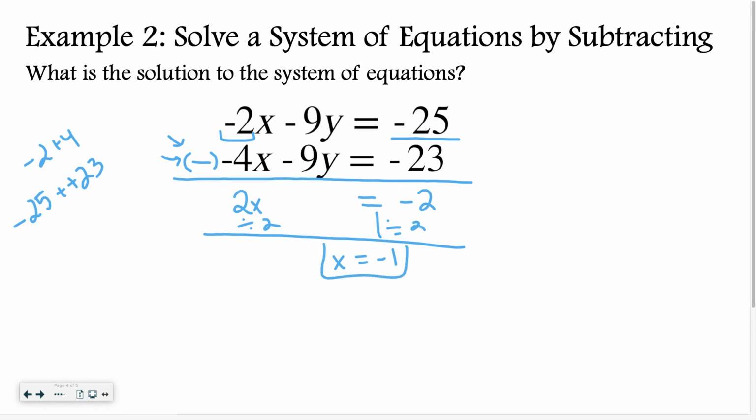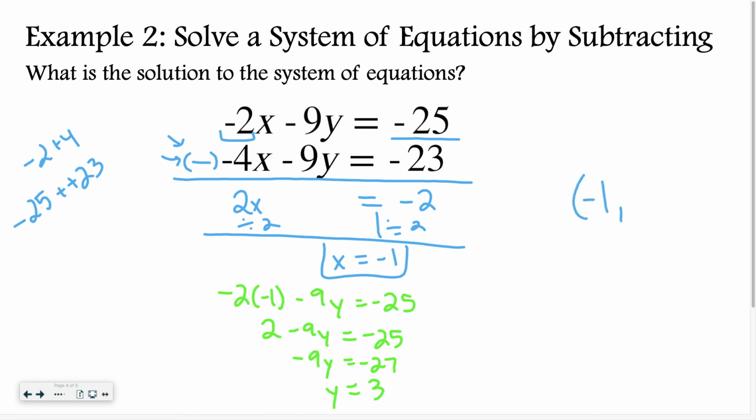All right, now I'm just going to plug that in. Negative 2 times the negative 1 minus 9y equals negative 25. So that's a 2, positive 2, minus 9y equals negative 25. Subtract 2 from both sides. I have negative 27. Divide both sides by a negative 9. I have a positive 3. Okay, so my ordered pair, my x value is a negative 1. My y is a 3.